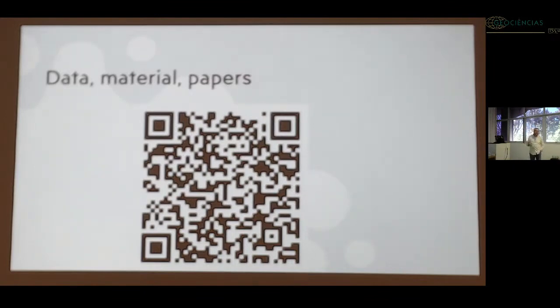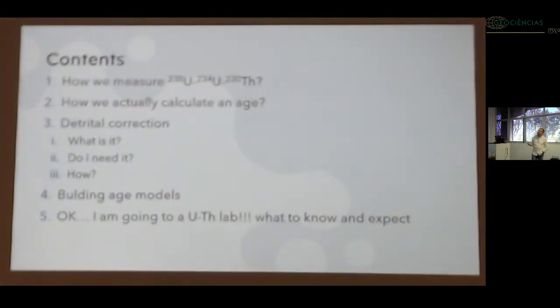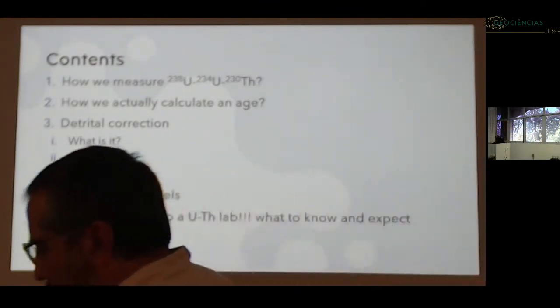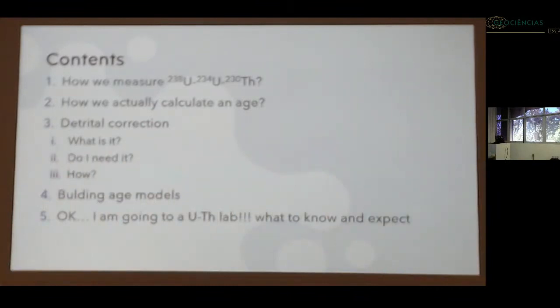So what we are going to be discussing is how we measure uranium-238, uranium-234, and thorium-230, how we actually calculate an age, and what the detrital correction is. Kathy went through a little bit of detail on how to do it. We're going to get into a little bit more detail.